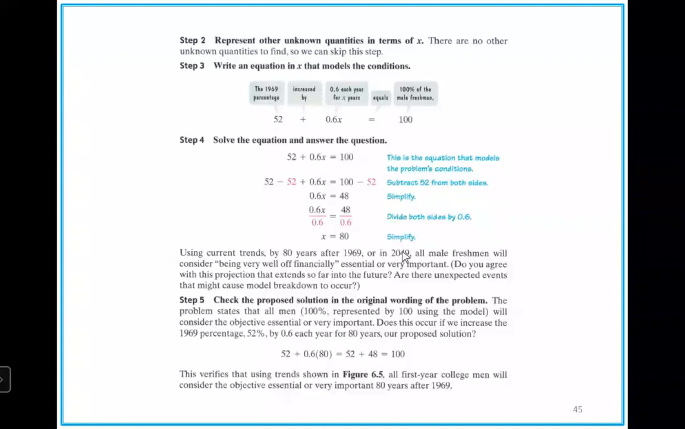Okay, so this is an estimate. It doesn't mean that it will necessarily happen because things change and people's perspectives change, depending on world events. But just based on the trend that we're seeing, this is the estimate of when all males will see being well off financially as important or essential. And you could always check your answer to see if the answer you get gives a true statement.